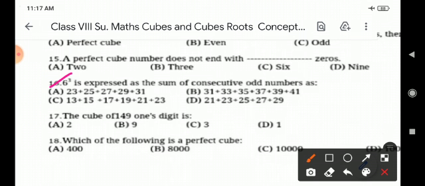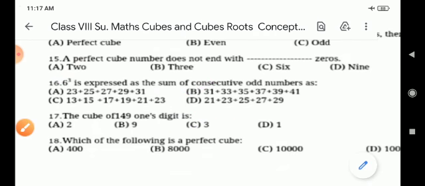Odd number is B, because 31 plus 33 plus 35 plus 37 plus 39 plus 41, that is 216. If adding these numbers, answer will be 216. It is the cube of 6. That is 6 cube is 216. So in the prime factorization of any number, if each factor appears 3 times, then the number is a perfect cube.